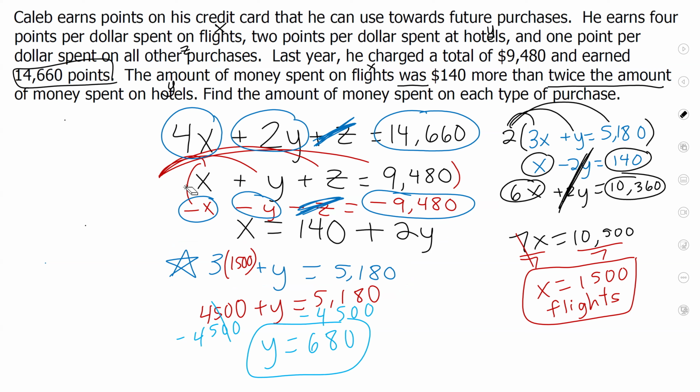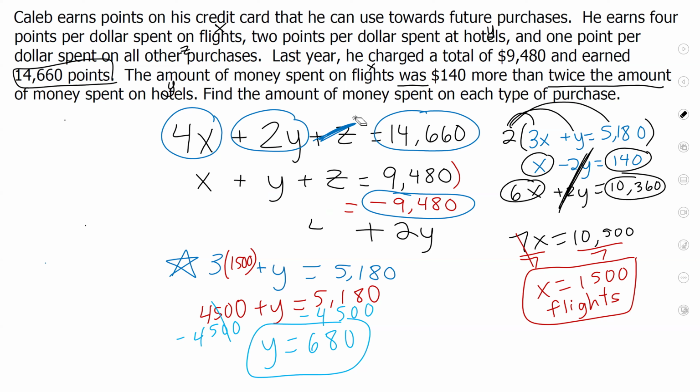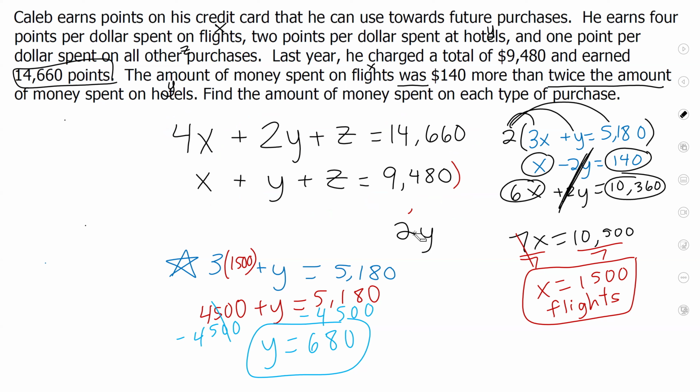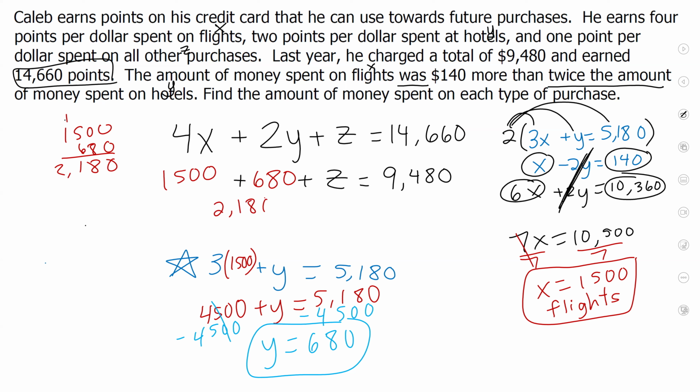Yep. You're going to use one of these big equations. So let me clear off the board a little bit. We can use the top one, or we can use the one right below it. I'm going to use the one right below it because it looks simpler. So guys, we found out what Y is, and we found out what X is. So for X, I'm going to put 1,500. For Y, I'm going to put 680. So if we add these together, 1,500 plus 680, I get 2,180. So this is 2,180 plus Z is equal to 9,480.